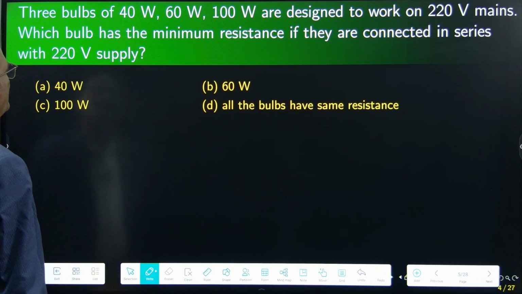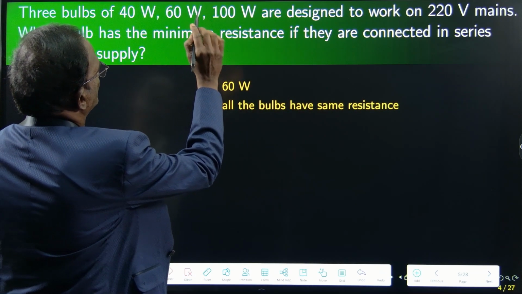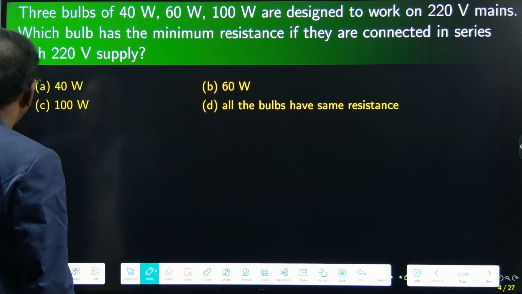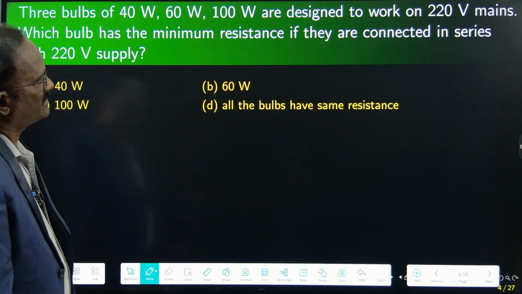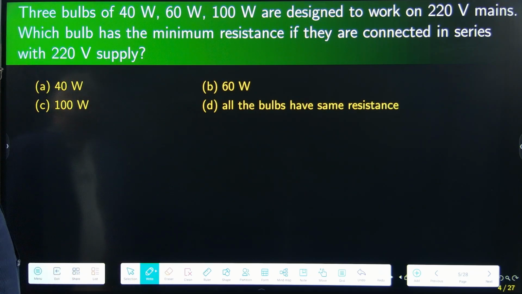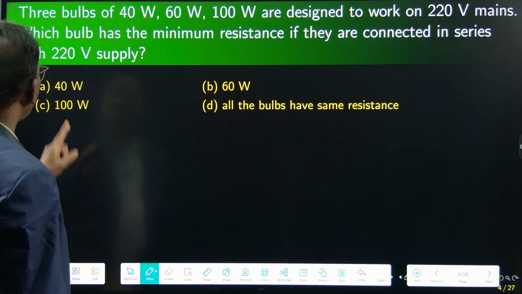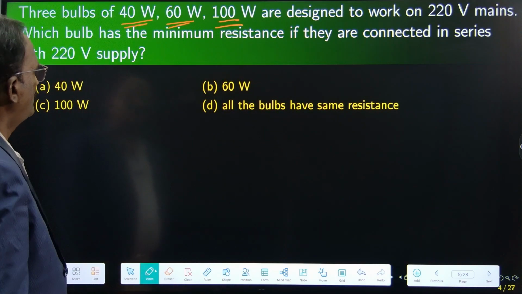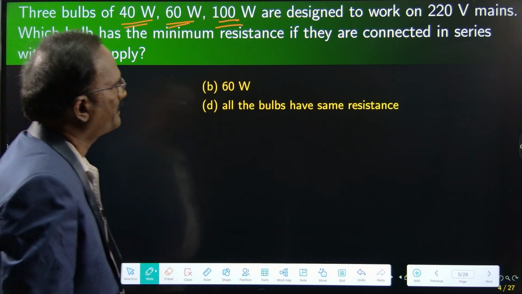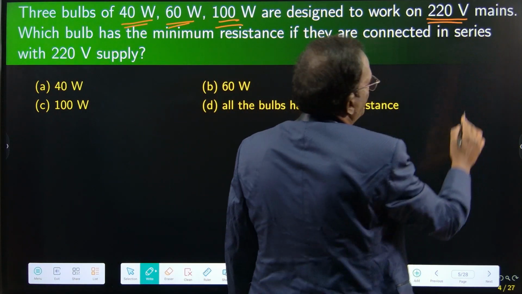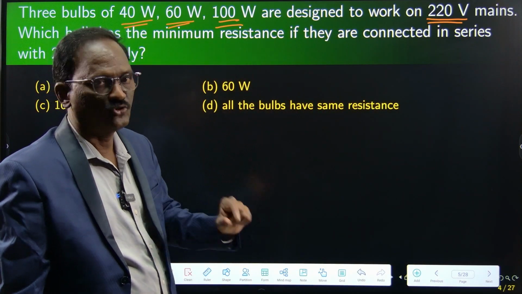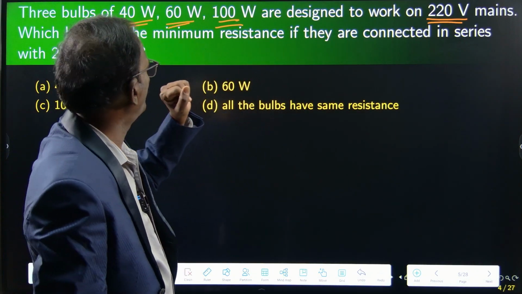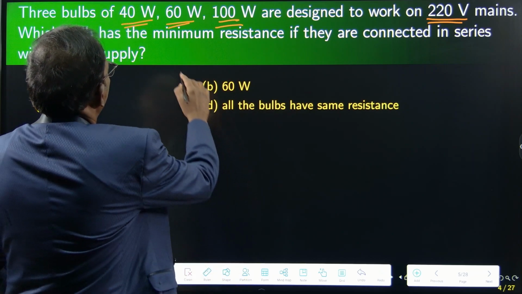Here, 3 bulbs of 40 watts, 60 watts and 100 watts are designed to work on 220 volts mains. Which bulb has the minimum resistance if they are connected in series with a 220 volt supply? The 3 bulbs have power ratings of 40, 60, 100, and all 3 have the same voltage rating, 220. The designed value is 220.